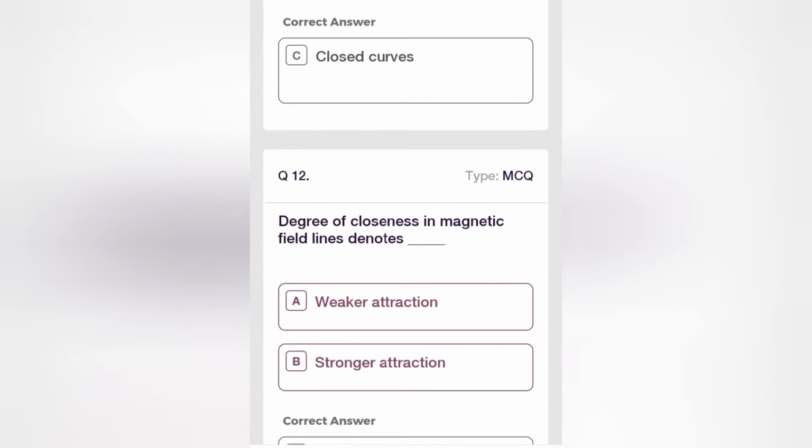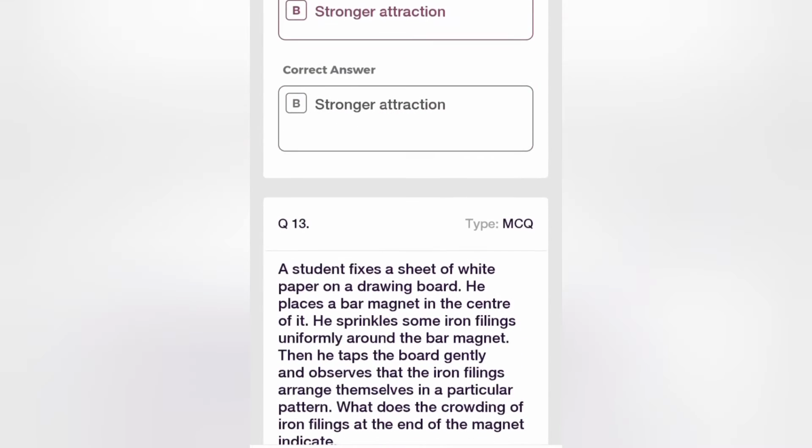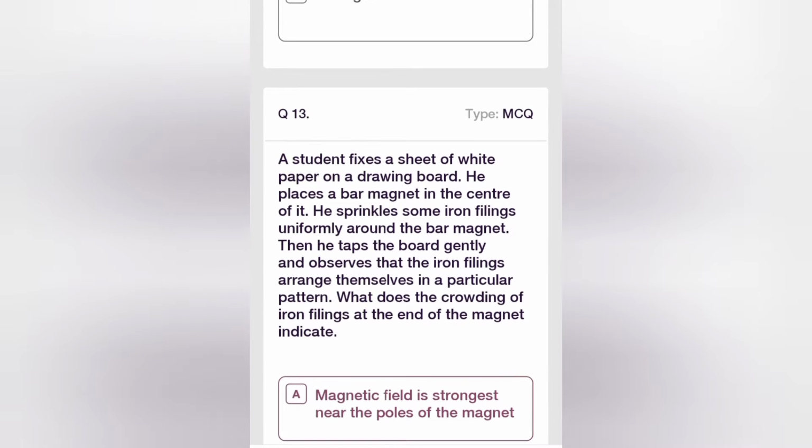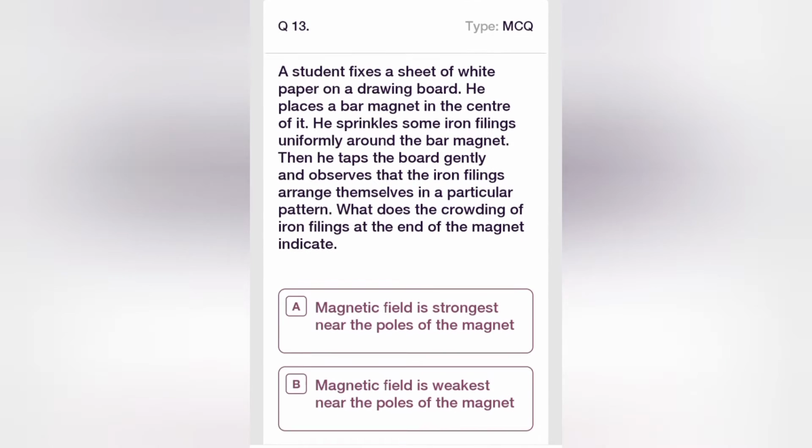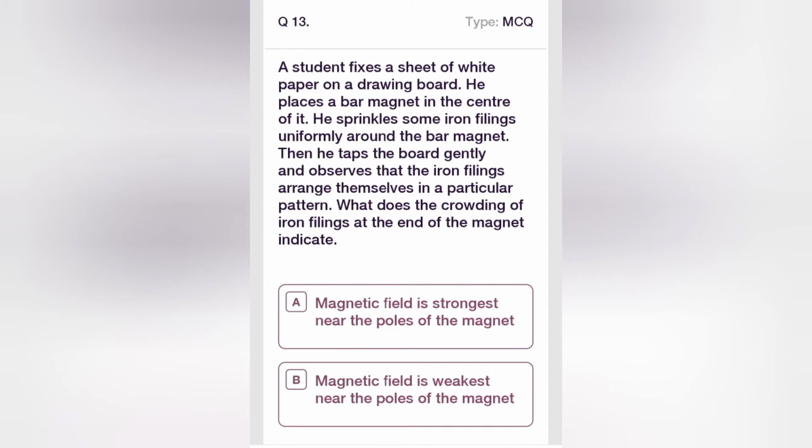Degree of closeness in the magnetic field denotes the strong attraction. A student fixes a sheet of white paper on a drawing board and places a bar magnet in the center of it, and sprinkles some iron filings uniformly around the bar magnet, and then taps the board gently and observes that the iron filings arrange themselves in a particular pattern. What does the crowding of the iron filings at the end of the magnet indicate?